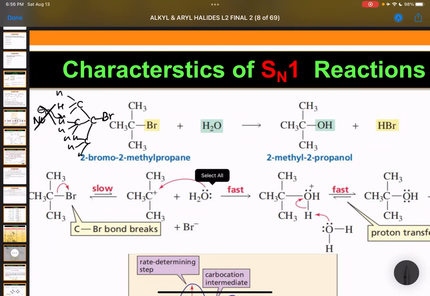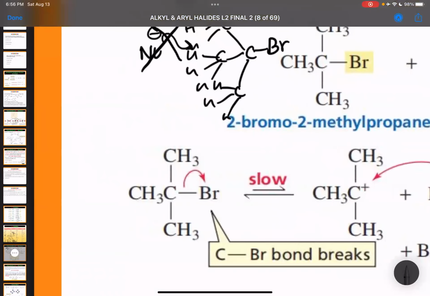Suppose the leaving group comes out before the new group arrives, right? Yes, sir. A leaving group slowly starts breaking away from the substrate.